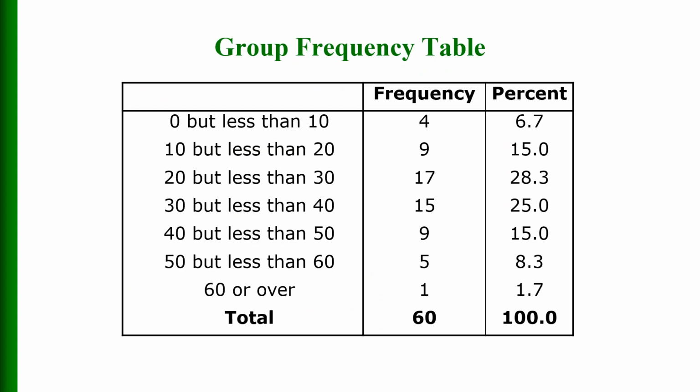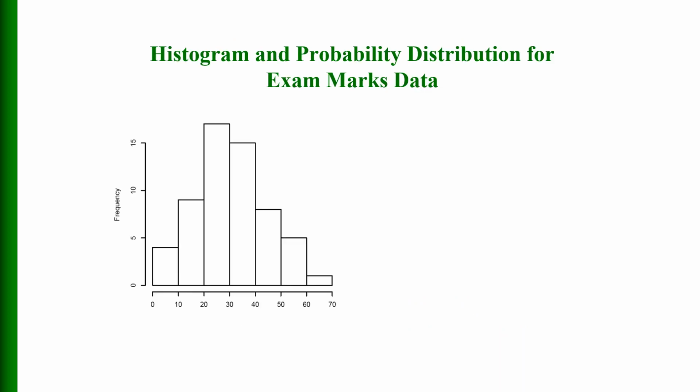Here is a group frequency distribution, a frequency table. This is 0 but less than 10, which means this range is up to but less than 10, and then 10 to 20, 20 to 30, and so on. And these are the frequencies, and these are the percentages. The sum of these percentages is equal to 100, and the sum of these frequencies is equal to 60. Remember, I told you earlier that these are the marks of 60 students, marked out of 65.